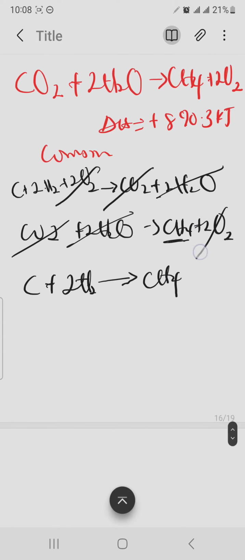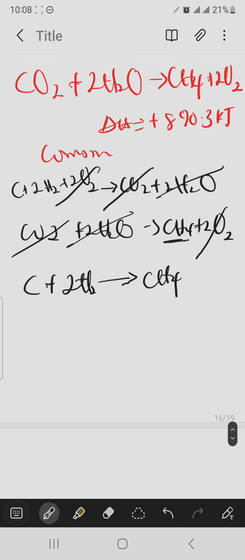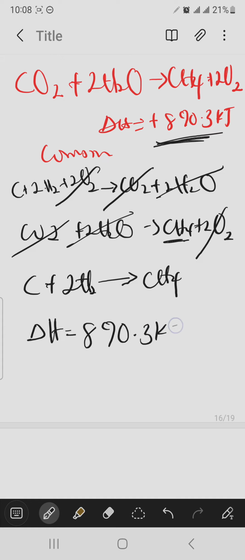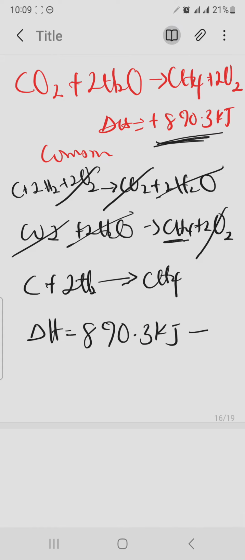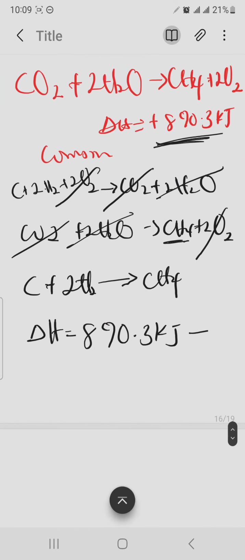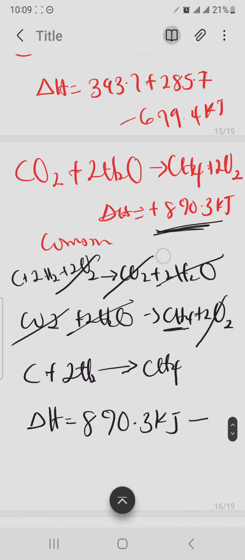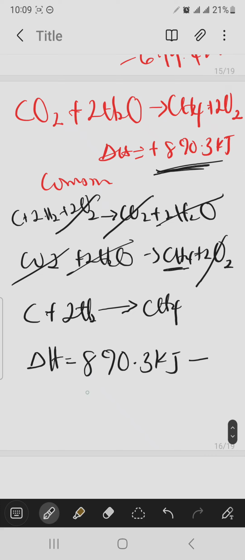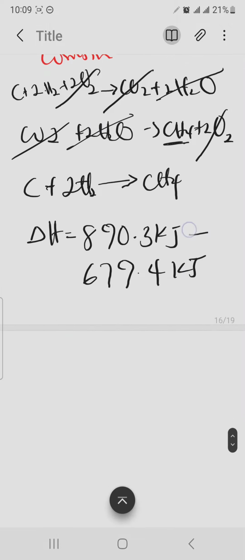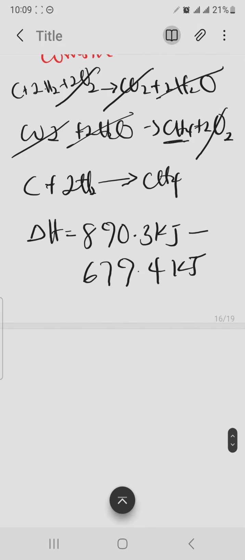And one thing I want you to understand here is the enthalpy change. So the enthalpy change will now be equal to 890.3 kilojoule. You know, this one has turned to positive, minus, what do we have as this one? Minus 679.4 kilojoule. So when we have this, this one is plus or minus. So I find the answer.